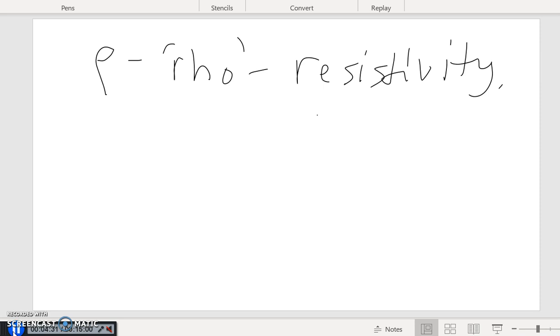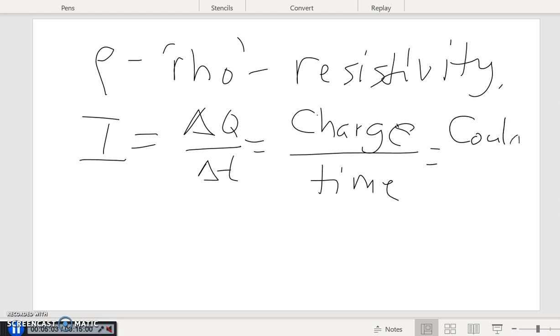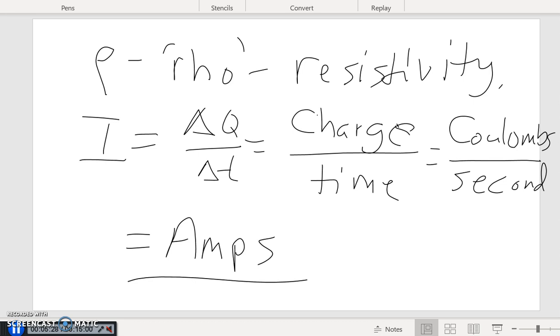Now, there are two things that I did not mention last video, and I need to clear those up very quickly. We said that current is equal to delta Q over delta T. In units, this is charge per time, and that's coulombs per second. In SI units, that's coulombs per second, and coulombs per second also has the units of amps.